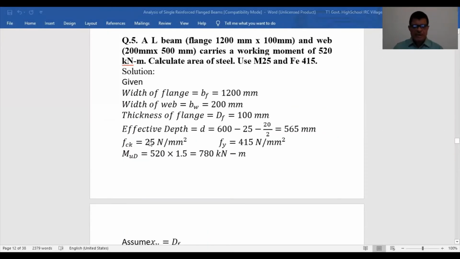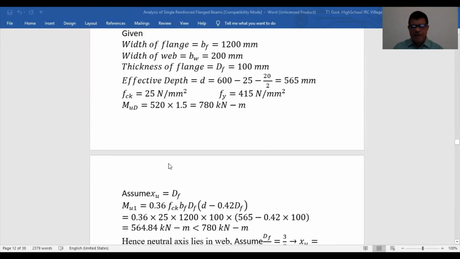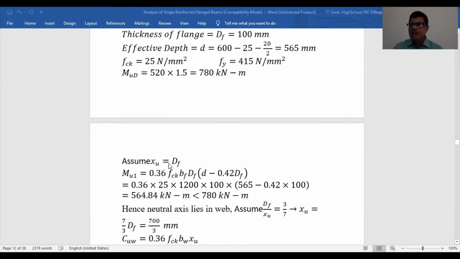So now we see the moment is given. Now you have to find out whether the neutral axis lies in the web or in the flange. So you have to find the capacity of the flange. You assume XU is equal to DF, and considering it as a single reinforced rectangular section, find the value of Mu1. And you see this value is less than the value of this moment. That means the neutral axis lies in the web, not in the flange. Because if it is in the flange, it should be less than this value.